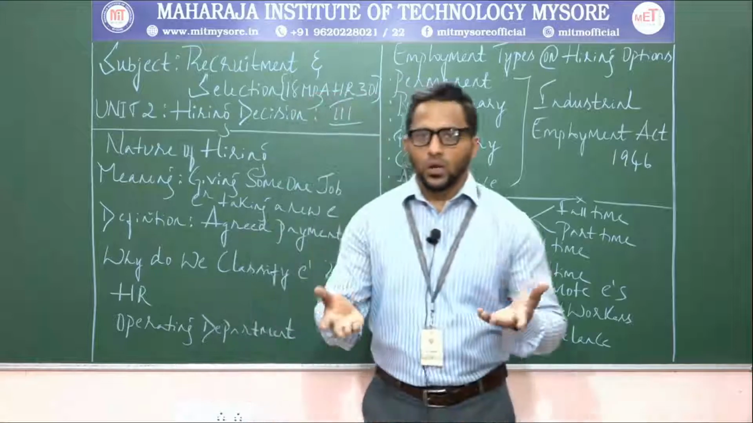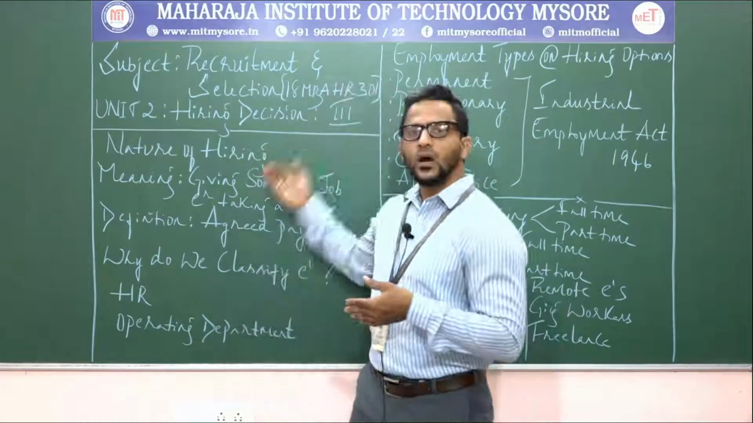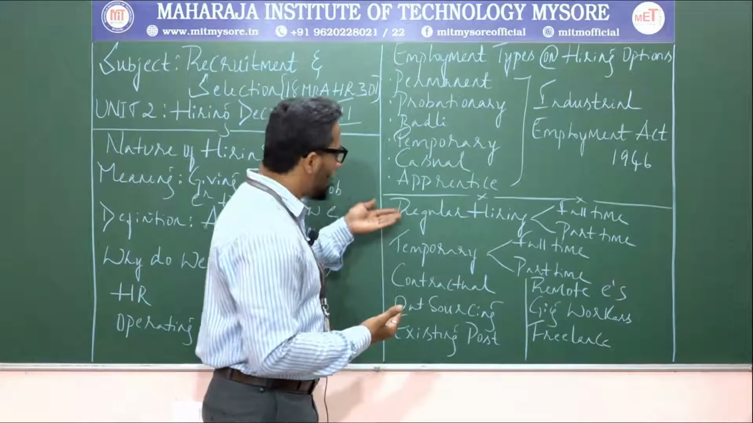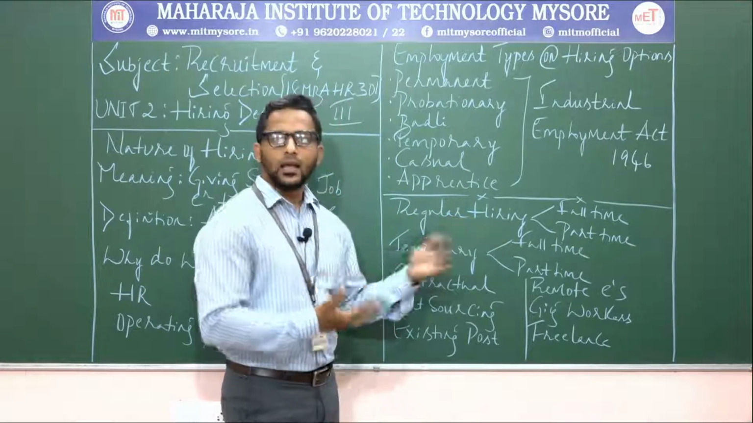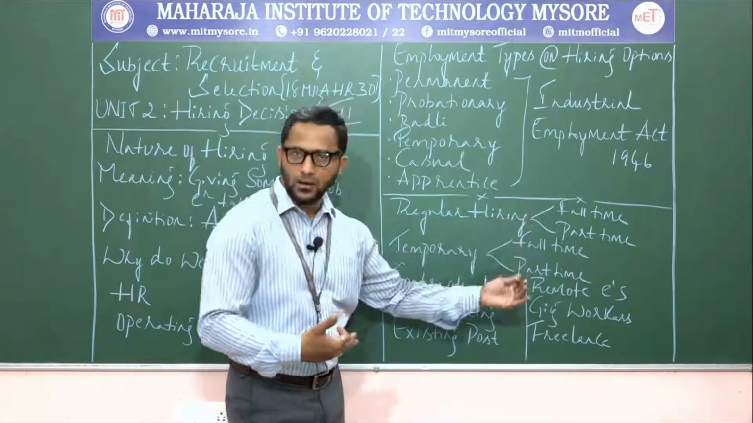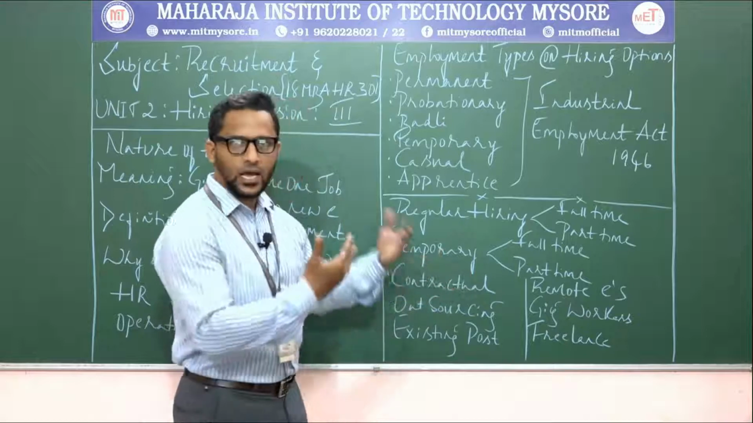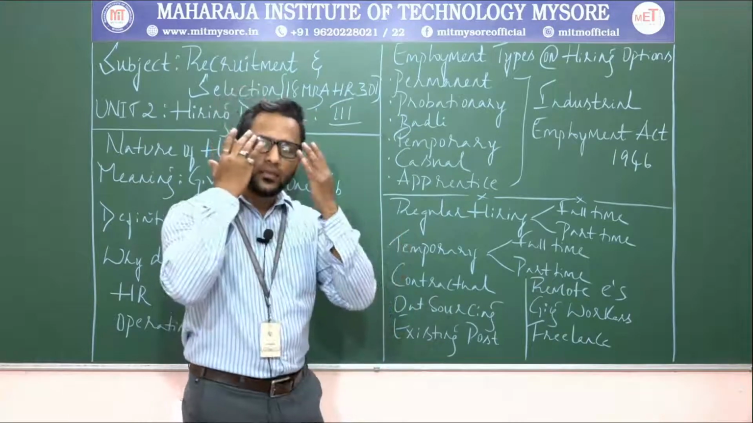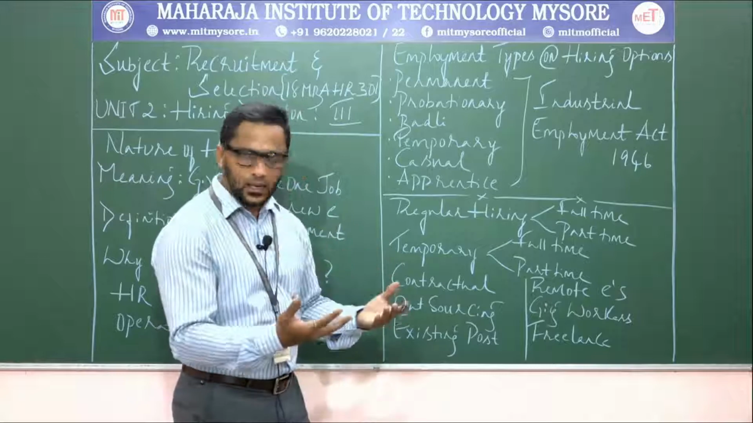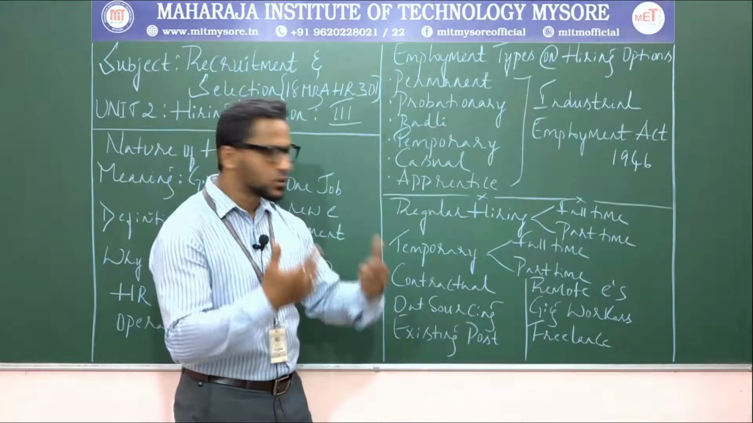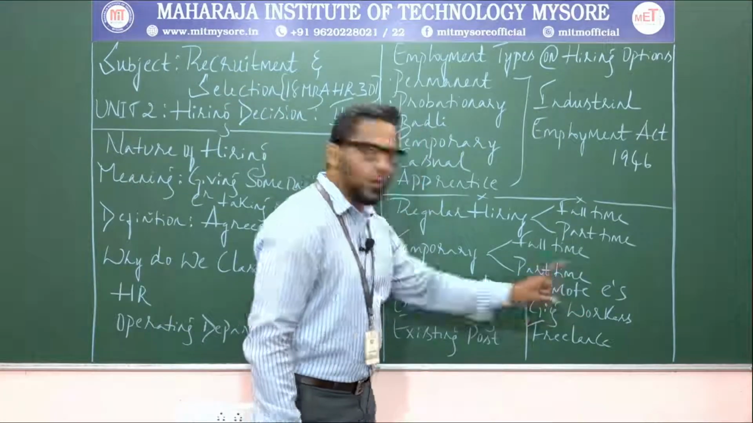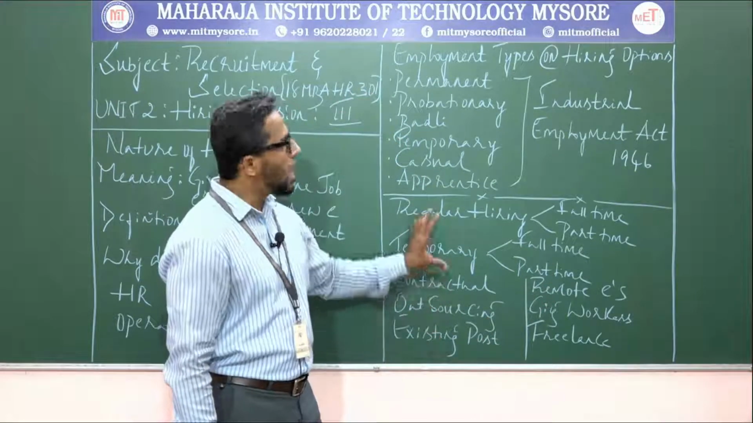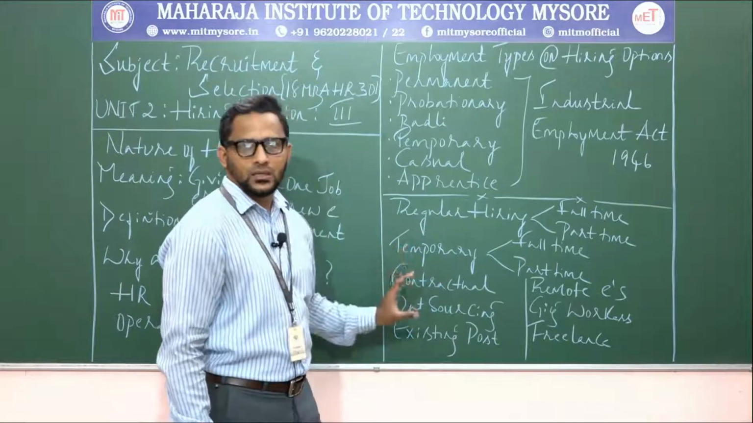Okay, a few more to understand this concept of nature of hiring. We have a few more sources or types of hiring. We go with regular hiring. In regular hiring we have two types: full-time and part-time. Temporary hiring again has two types: temporary full-time and temporary part-time. And next, contractual, where we hire some employees on a contract basis. Then outsourcing, existing post or new post, remote employees, gig workers, freelancers. These are also hiring options. So let's understand what this is all about.